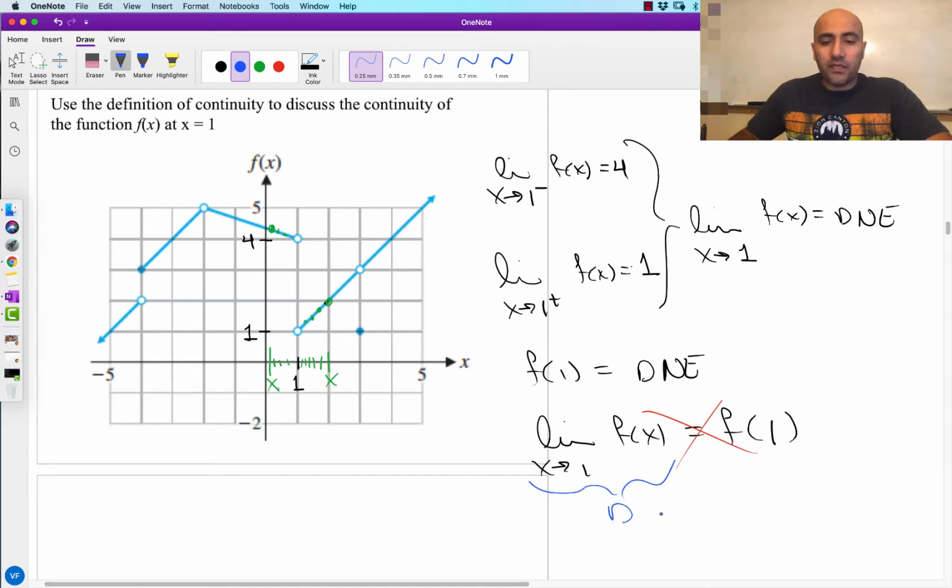And in both cases, they do not exist. Does not exist. Does not exist. Therefore, they don't equal each other. They can't possibly be equal to each other if neither one of them exists. Okay, so we can conclude that this function is discontinuous at x equals 1.